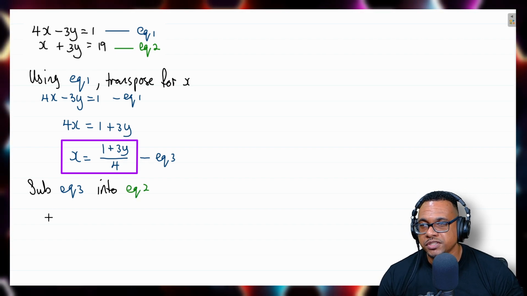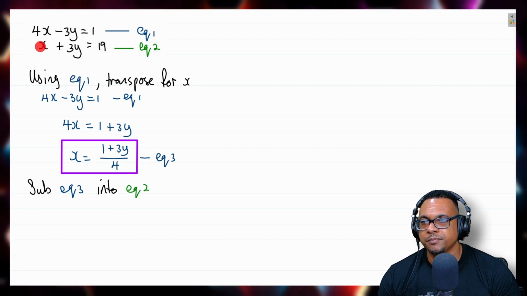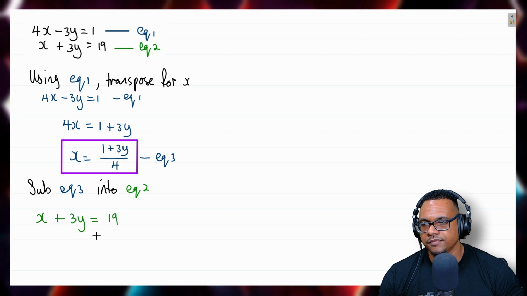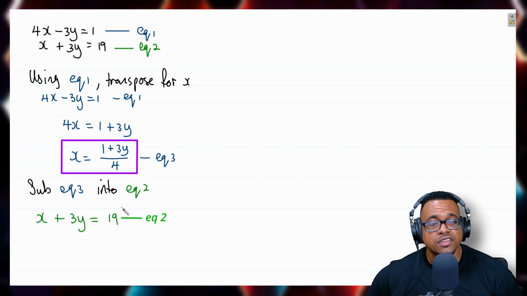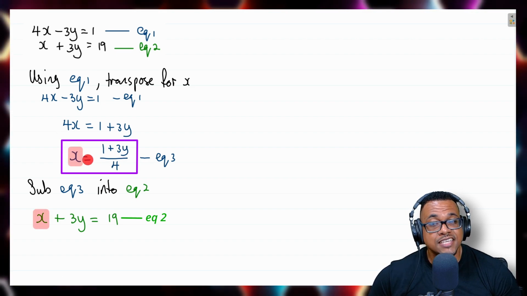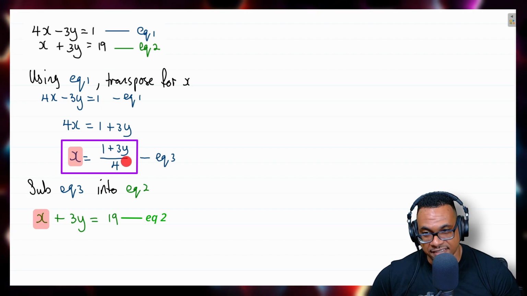Now let's write out equation 2. So equation 2 reads, we've seen it up here, x plus 3y is equal to 19. Now let's look at what equation 3 is equal to. We have x is equal to 1 plus 3y divided by 4. Now notice we have x is equal to, so we have something for x.